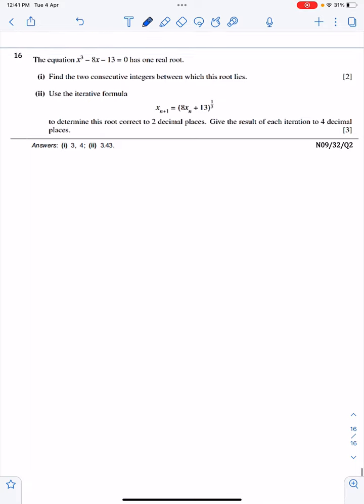Coming on to this question, it says the equation x cube minus 8x minus 13 equals 0 has only one root. Find the two consecutive integers between which this root lies. You can start with 0. Let x equals 0. Everything is already on one side. Plug in x equals 0. It will become 0 minus 8 into 0 minus 13, so the answer is negative 13.